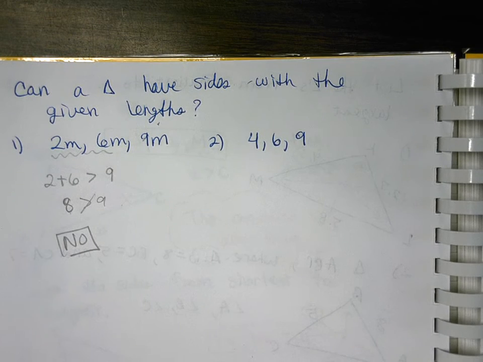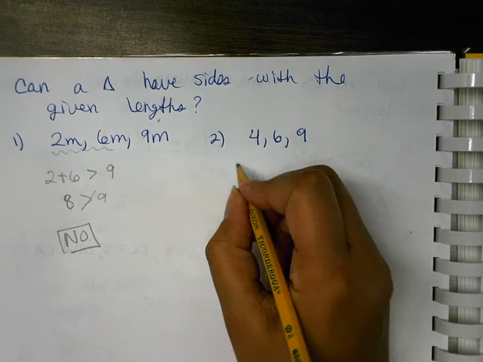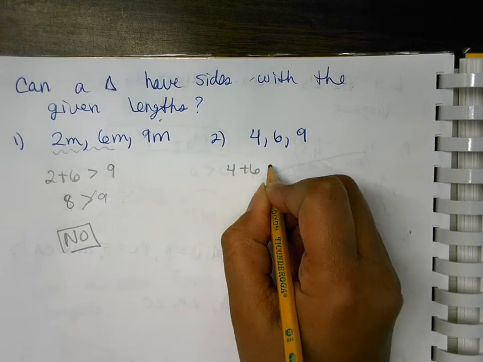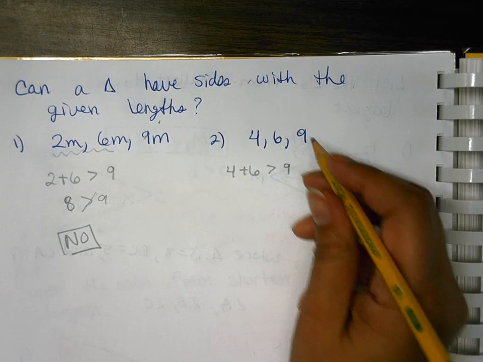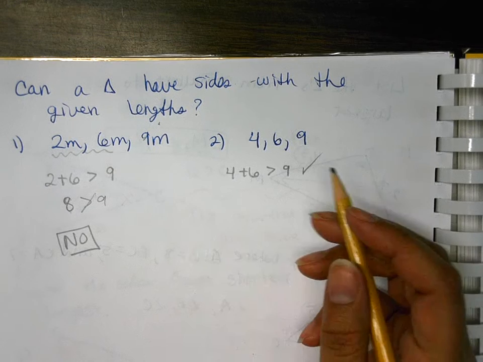All right. So I'm going to start with the first two. You guys are listening. 4 plus 6 must be greater than 9. What's 4 plus 6? 10. Is that greater than 9? Check mark. Now, that doesn't mean I'm done. I have to check the next one.